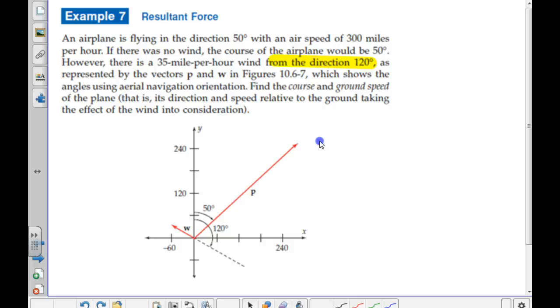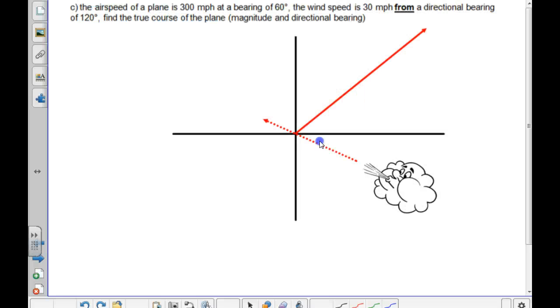That is its speed and direction relative to the ground, taking in the effect of the wind. Okay, and we're going to use aerial navigation orientation. Whenever it says bearing, we have to do some tricky business here.